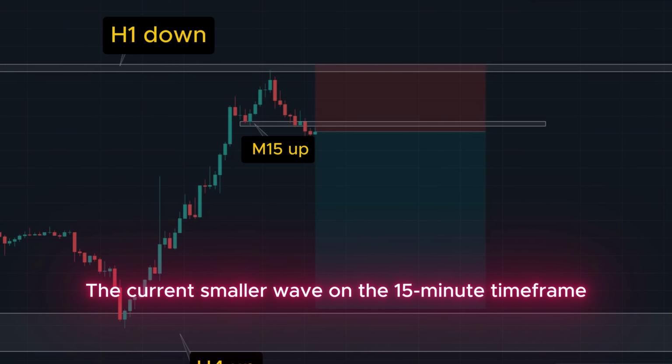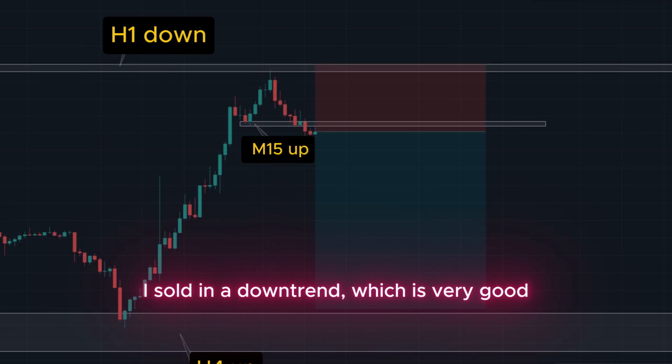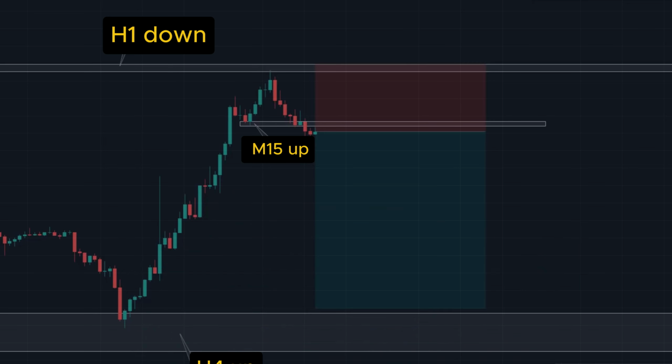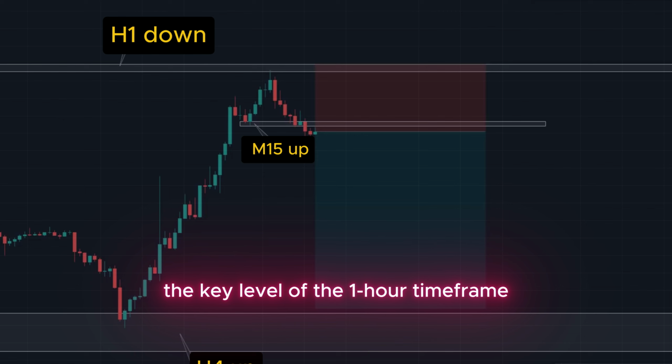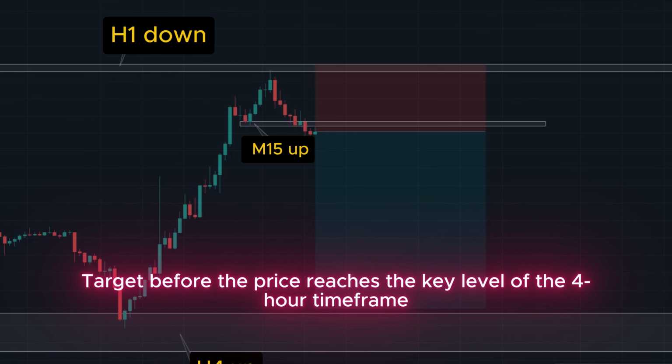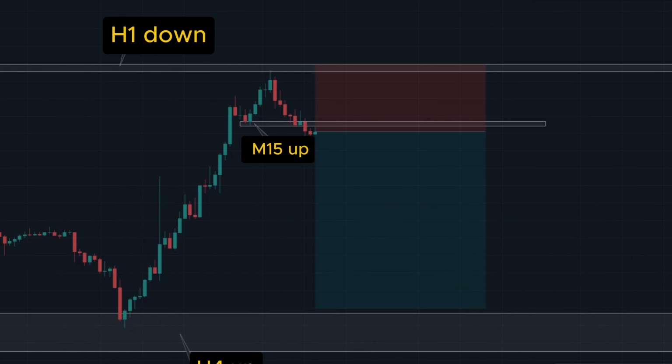The current smaller wave on the 15-minute timeframe is a downtrend. I sold in a downtrend, which is very good. Stop loss placed above the key level of the 1-hour timeframe. Target before the price reaches the key level of the 4-hour timeframe.